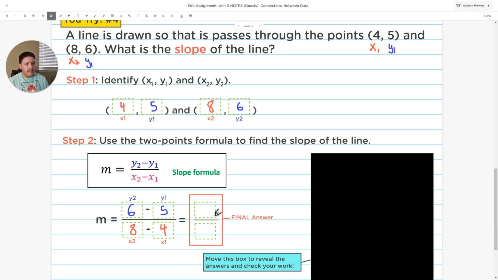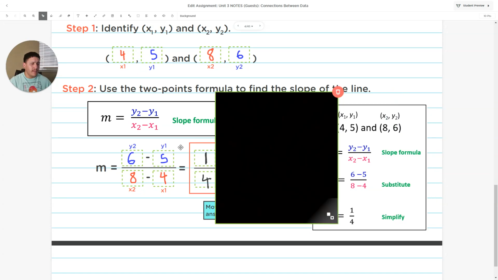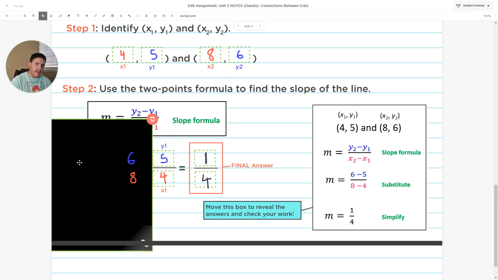Final answer, 6 minus 5 is 1. 8 minus 4 is 4. The slope is 1 over 4 as a fraction. And then move the box, see if you did everything correctly, and there we go.